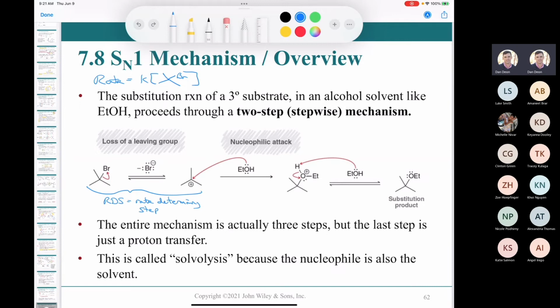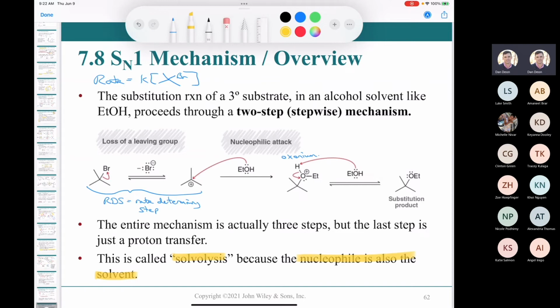Then, if we have the substitution reaction, our alcoholic solvent, ethanol, can come in and act as a nucleophile. We form an oxonium ion, and that undergoes a proton transfer to form our ether, right? You see, we're actually ending up with an ether in the end. And we have a cool name for this reaction. We call this solvolysis. The reason we call it solvolysis is because the nucleophile also happens to be the solvent, right? In this case, it's ethanol. It could be methanol. It could be water, depending on the situation.